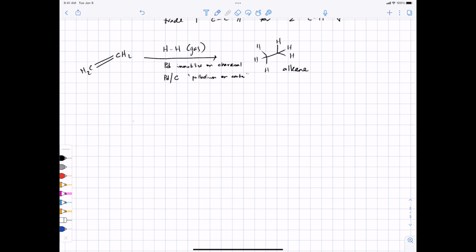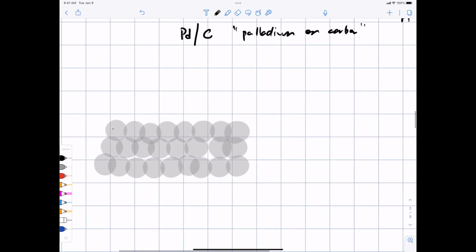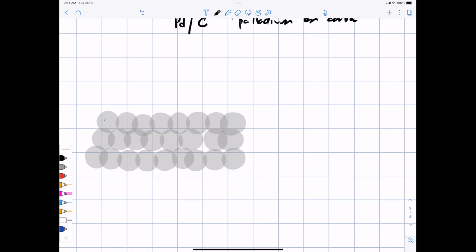So, why is this not working? All right, imagine a surface of palladium atoms. If you look at palladium's position on the periodic table, it's got a lot of d electrons that are available for reactions, and we don't need to necessarily worry about the nature of the reaction. As I said, you can learn more about it in 352.